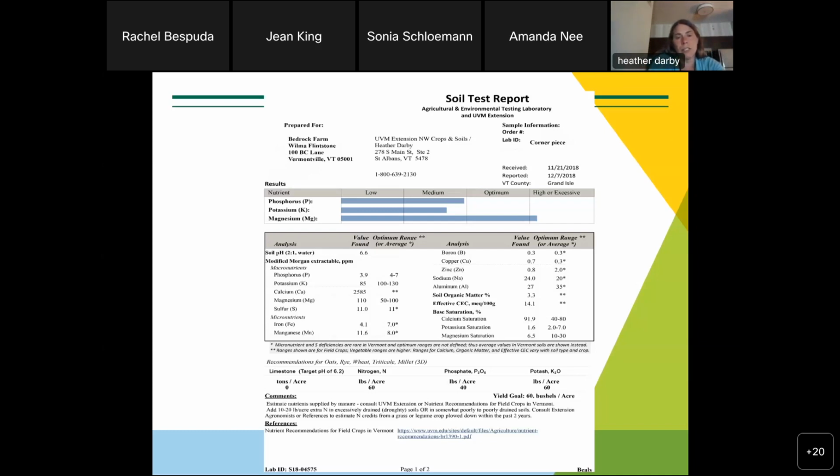So, keeping that pH in the right range is the first and foremost soil management component for anybody. It's really going to optimize plant productivity, animal health, soil biology, all of those things. So that's the first thing we want to pay attention to.